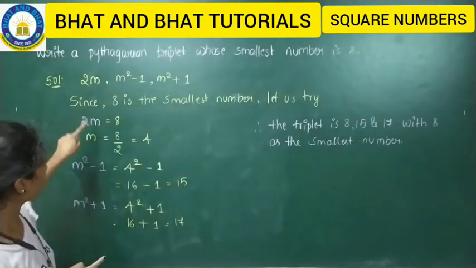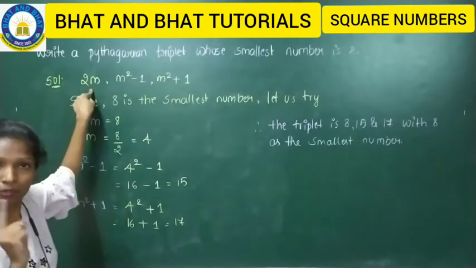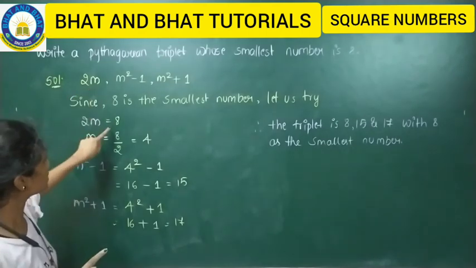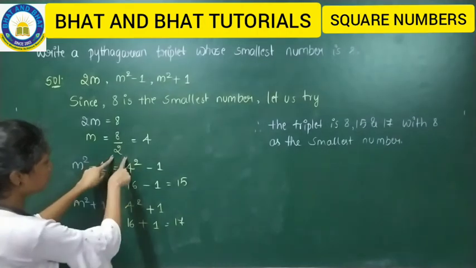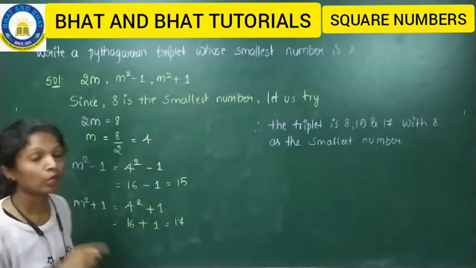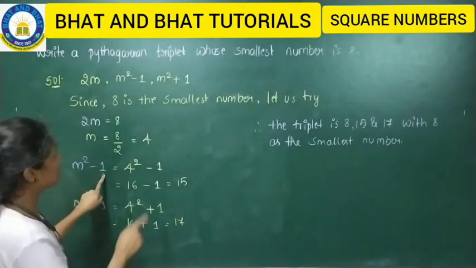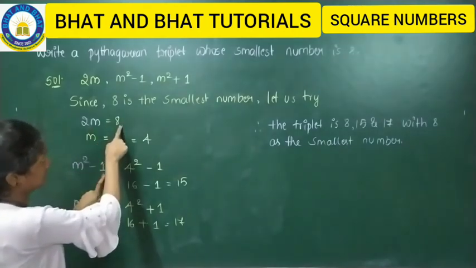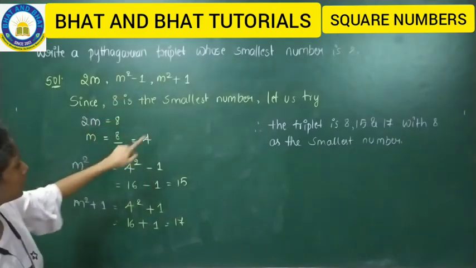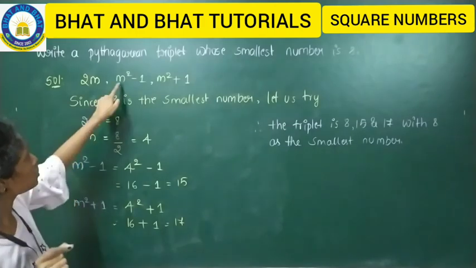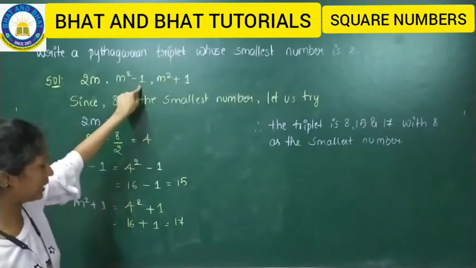That is 2m is 8. Since it is the first number, first will be the smallest number, right? So m is equal to 8 by 2, where 2 fours are 8, so m is equal to 4. Okay, and m square minus 1. So now we got to know 2m is 8 and we found the value of m also. To find out m square minus 1, you need m, correct? So we had got m also. So now we can move on with m square minus 1.